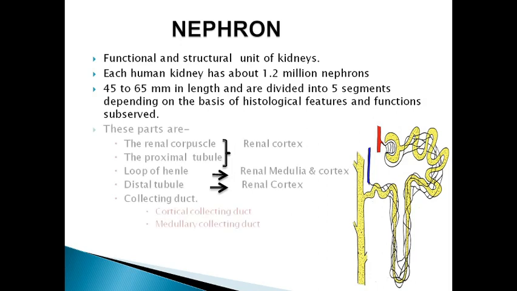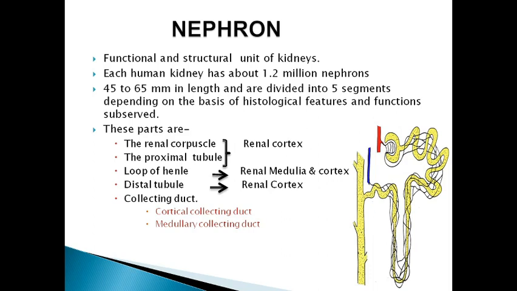Now talking about the various segments of the nephron, the renal corpuscle is present in the renal cortex. Renal corpuscle includes the glomerulus and the Bowman's capsule, followed by the proximal tubule, then the loop of Henle, distal tubule, and the collecting duct. Collecting duct is further divided into the cortical collecting duct and the medullary collecting duct. So we can see here the renal corpuscle, which includes the glomerulus and the Bowman's capsule. Then the proximal tubule, which has a convoluted and a straight part, and then the loop of Henle.